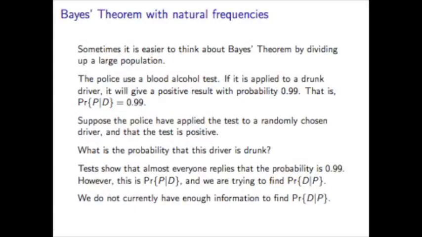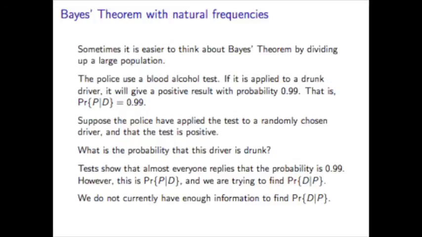Researchers have actually asked this question in tests, and those tests show that almost everybody will reply that the probability is 0.99. But that's not correct. That probability is the probability of P given D, the probability of a positive result given a drunk driver. We are trying to find the probability that the driver is drunk given a positive result.